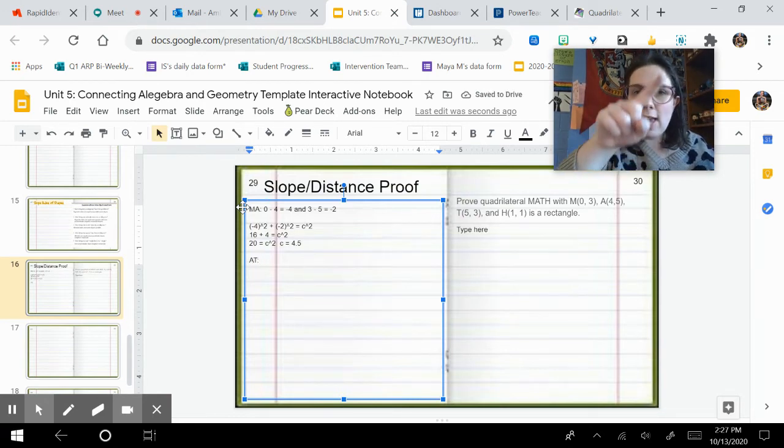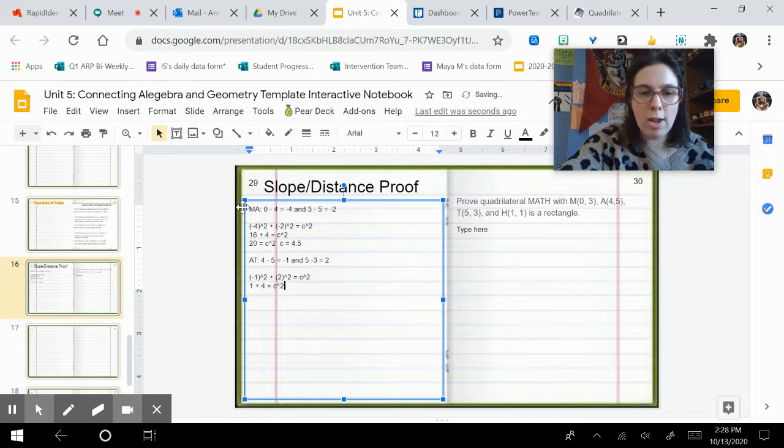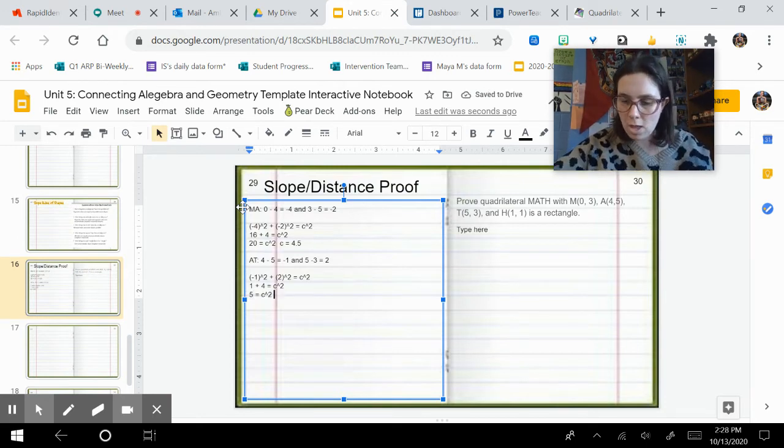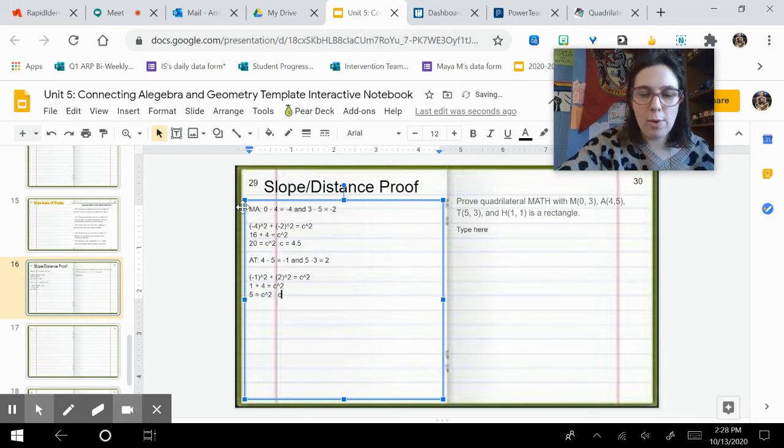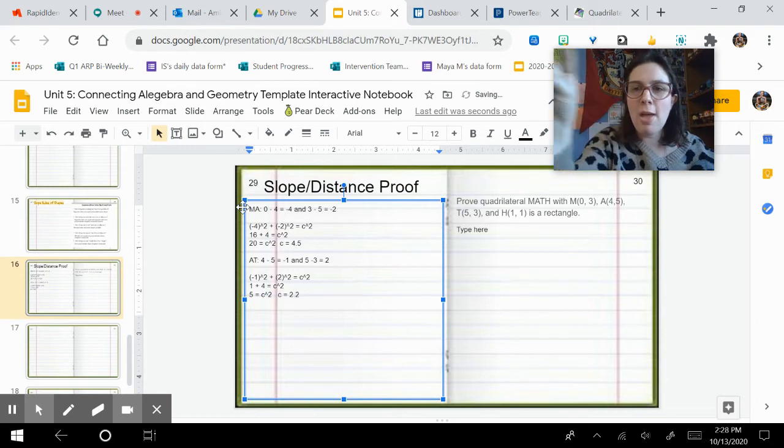All right, now let's do AT. I've done MA, now I'm going to do AT. So 4 minus 5 equals negative 1, and 5 minus 3 is 2. So negative 1 squared plus 2 squared equals c squared. That's 1 plus 4 equals 5 equals c squared. Now let's square root 5, and it is 2.2 when I round.